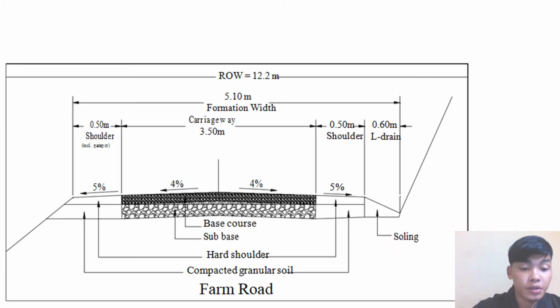Similarly, this is the cross-sectional diagram of farm road. Farm roads are those roads that link farmland areas to the existing road of equal and higher classification to enable transportation of goods for marketing.